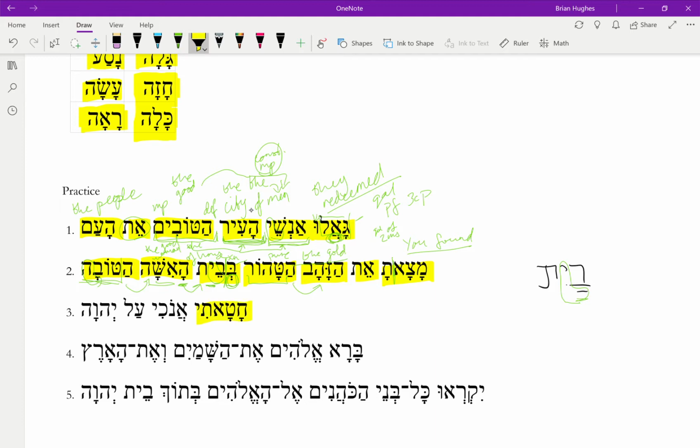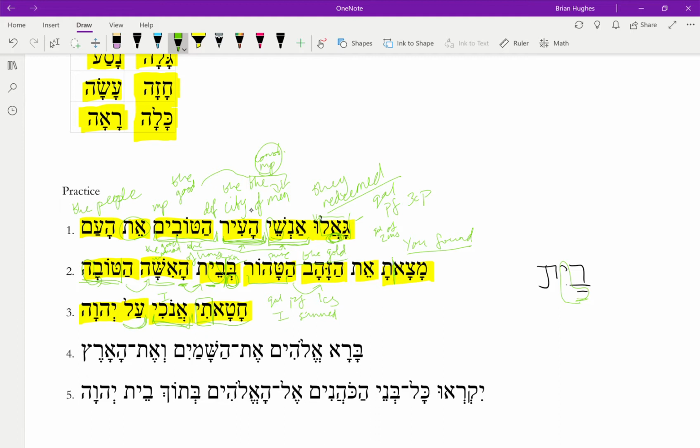Chatati anochi al Adonai. Chatati, so here we have a suffix we can recognize, the tav hiriq yod. It's a Qal perfect first common singular suffix. Chata means to sin, so I sinned. Then we have this nominative personal pronoun, so this is I again, for emphasis perhaps, I myself sinned.